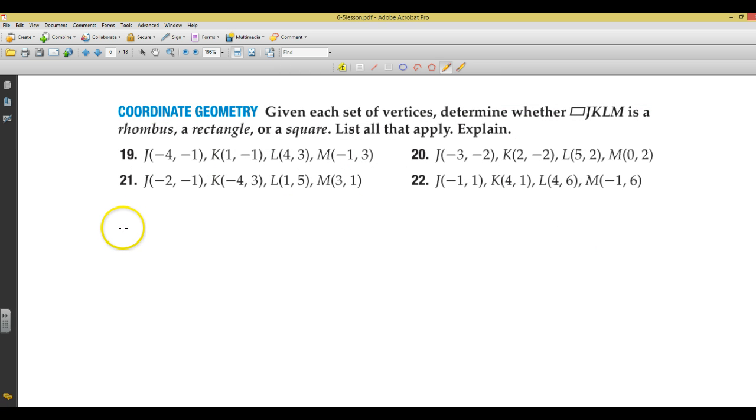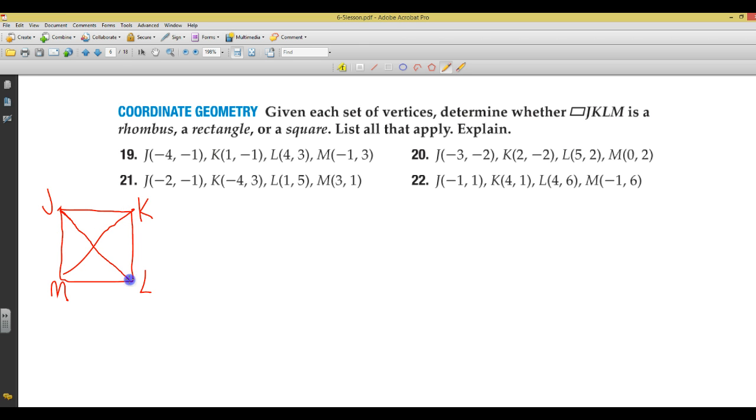Given each set of vertices, determine whether parallelogram JKLM is a rhombus, a rectangle, or a square. List all that apply and explain. So I've worked out one of these before. So the first thing, I'm just going to make a quadrilateral here and label my vertices in consecutive order. So JKLM. Also, I'm going to draw the diagonals.